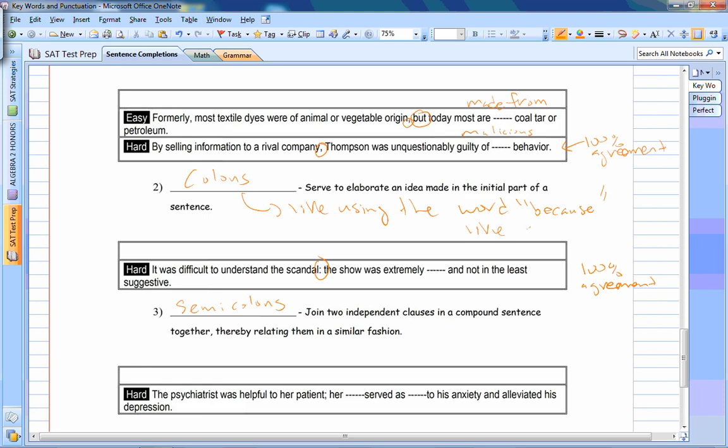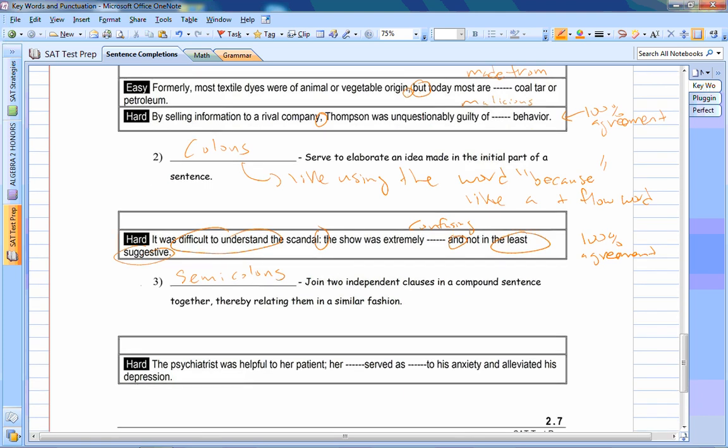So it's like a positive flow word. So it's difficult to understand the scandal, so it probably shows extremely confusing. We also see the word and, that's a positive flow word. It's not in the least suggestive, so obviously you can't really understand it.